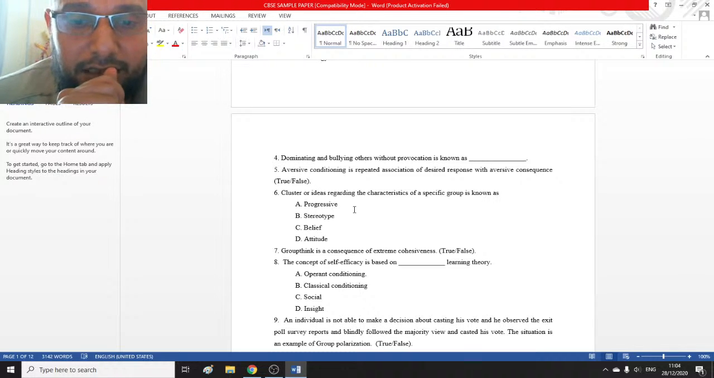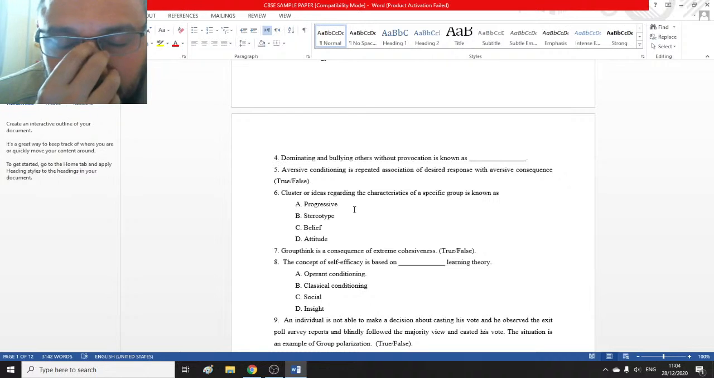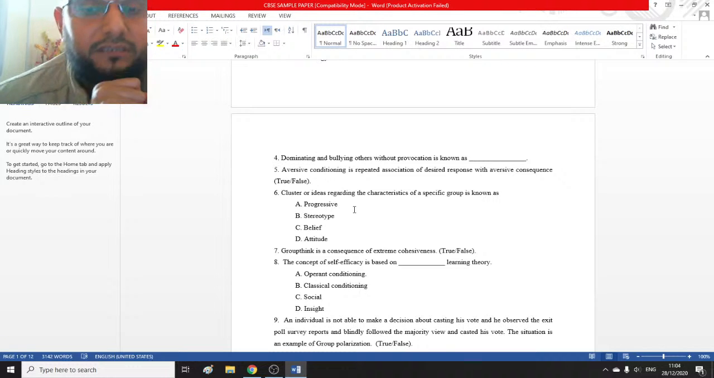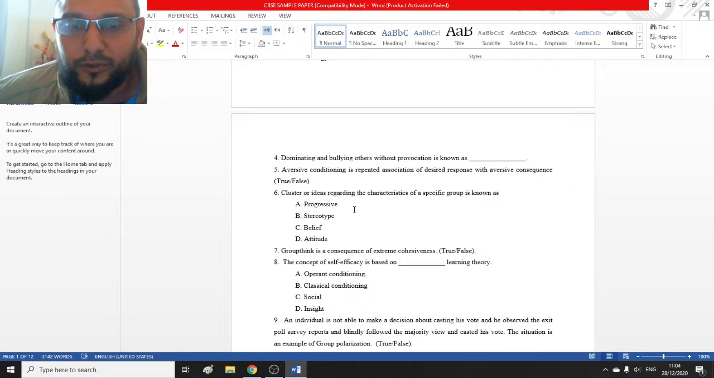Now the 7th one: groupthink is a consequence of extreme cohesiveness. True or false? You see here, it is the true statement. Groupthink results because of extreme cohesiveness. And because of groupthink, the final outcome is group polarization. Extreme cohesiveness leads to groupthink, and groupthink leads to group polarization. That is the interconnectivity of these three terms.